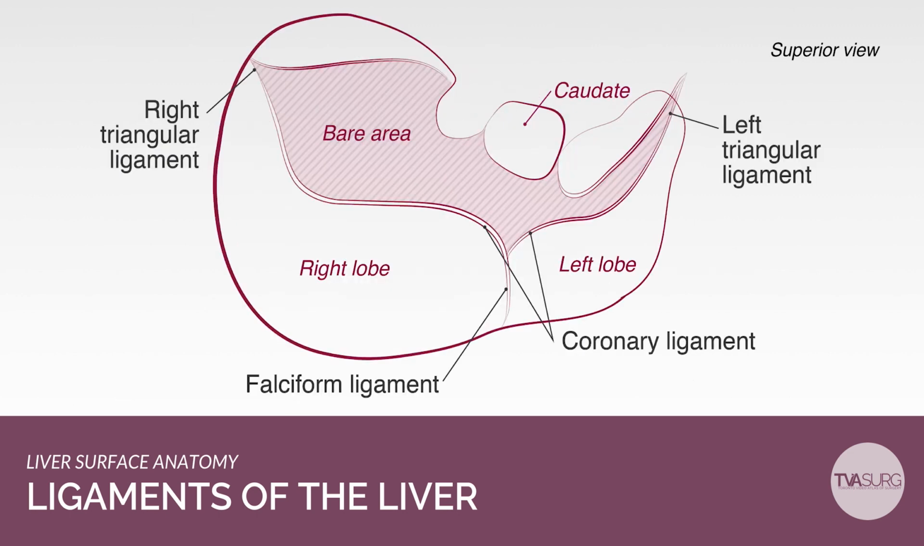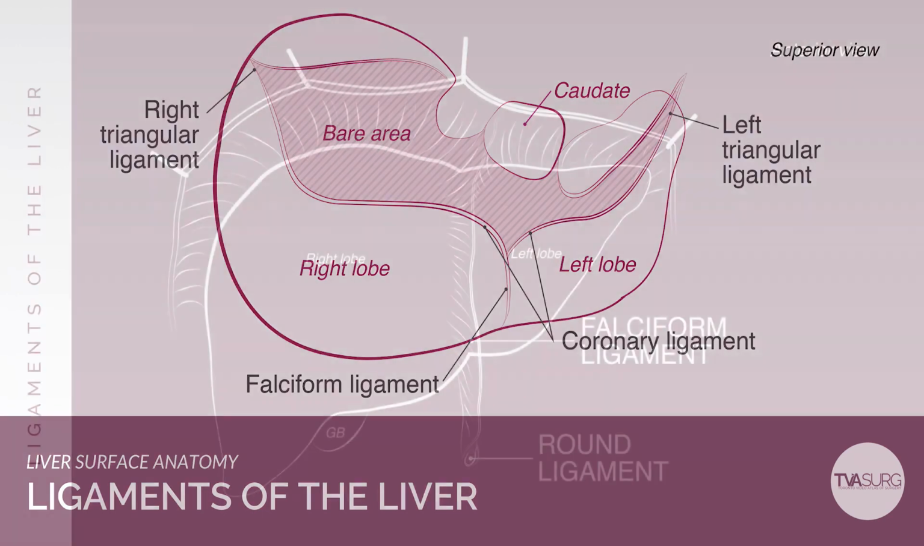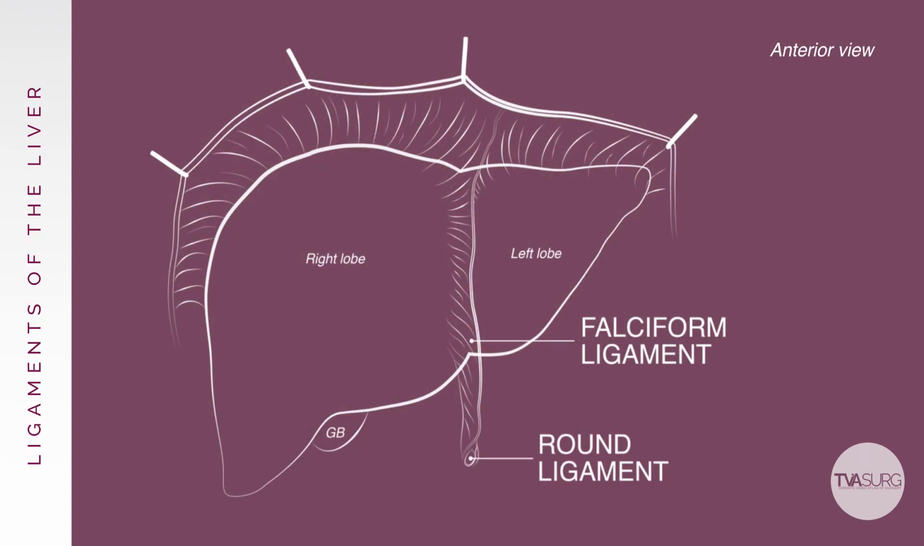Looking at the liver from above, you can see the triangular ligaments better on the superior surface. The bare area is the area where there are no peritoneal coverings. I will first talk about the falciform and round ligament. The falciform attaches to the anterior abdominal wall along this line. In most illustrations, you will probably see that everything on the right of the falciform is the right lobe, and everything on the left is the left lobe. This is true to anatomists, however not to surgeons, but more on that later.